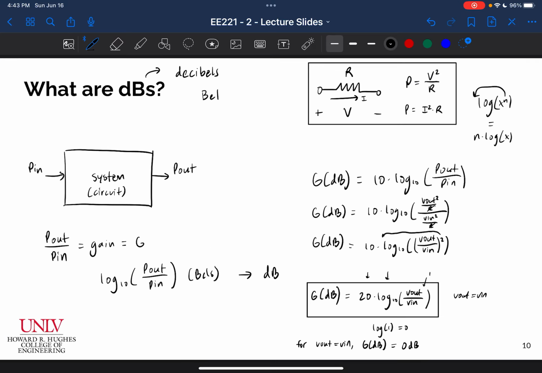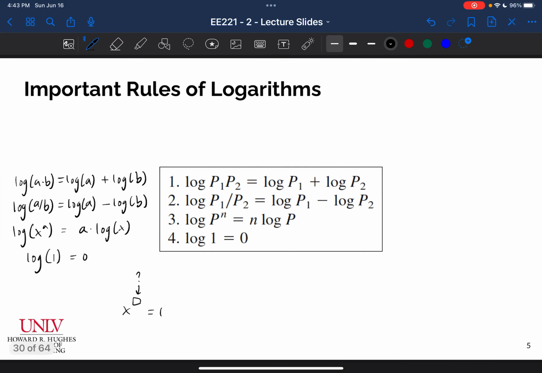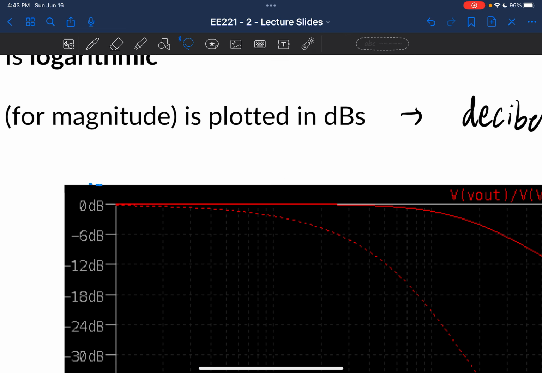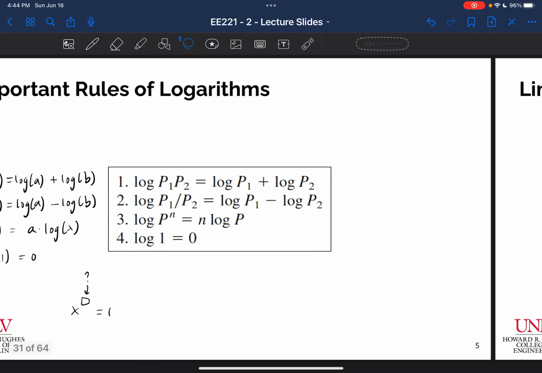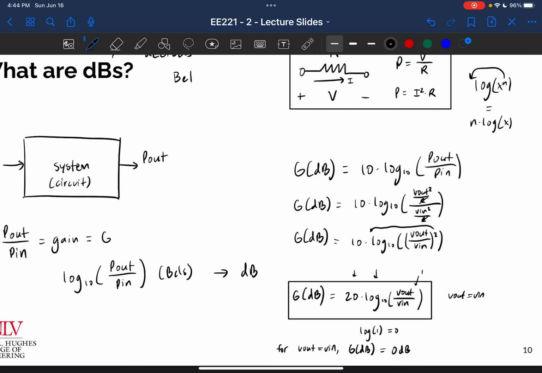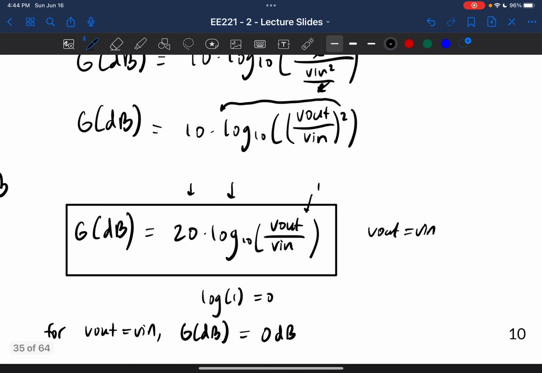All right, let's go back to our plot that we had here. What is the case when V out is equal to V in at low frequencies? It's 0 dBs, right? Okay, so that's awesome. And then let's try one more point before I end this video. What happens if my V out over V in, so this was V out equal to V in, or V out over V in is equal to 1.